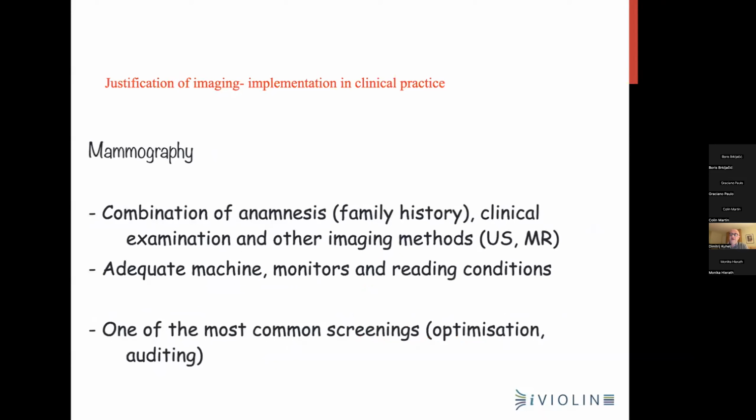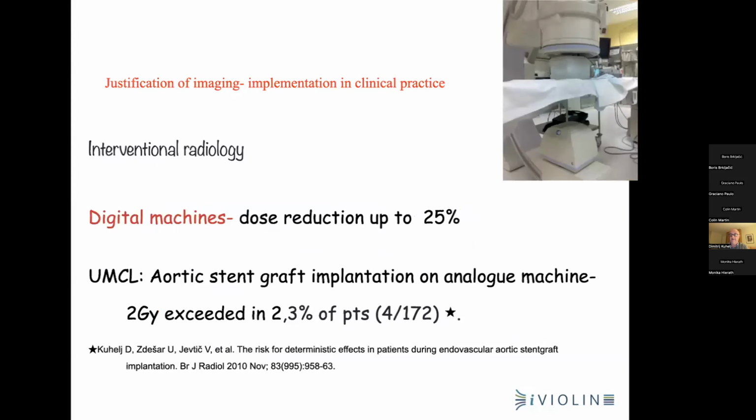Mammography should always be a combination of clinical data, of anamnesis, of family history, and additional imaging methods like ultrasound and MR. For mammography, we have to have digital, high technological machines. We need special monitors and special reading conditions. And since mammography is one of the most common screenings, optimization and auditing is of utmost importance there.